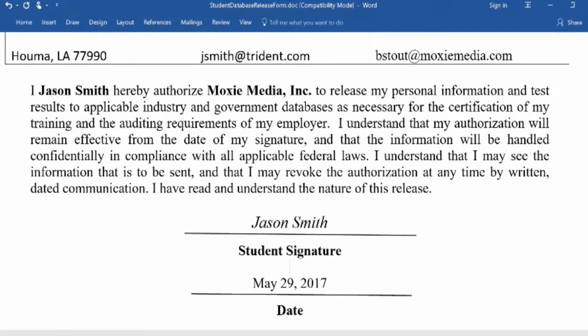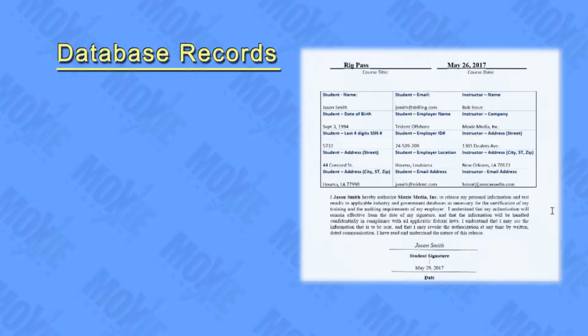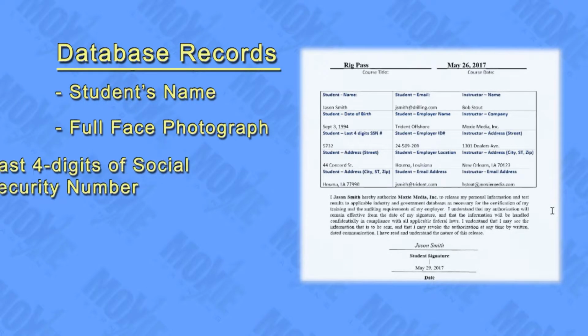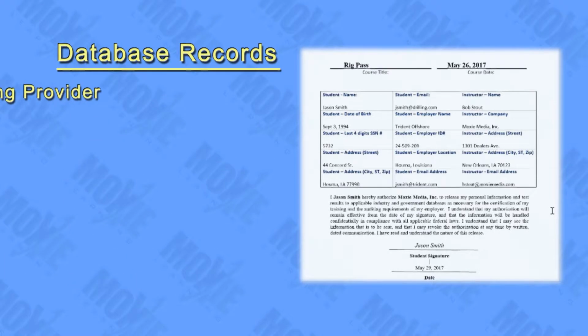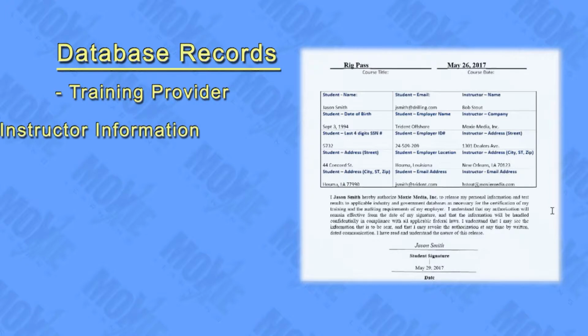This release allows for the storage, display, and sharing of the student's records into industry and government-approved databases. These records may include, but are not limited to, the student's name, full-face photograph, last 4 digits of their Social Security number, date of birth, course completion information, training provider, and instructor information.